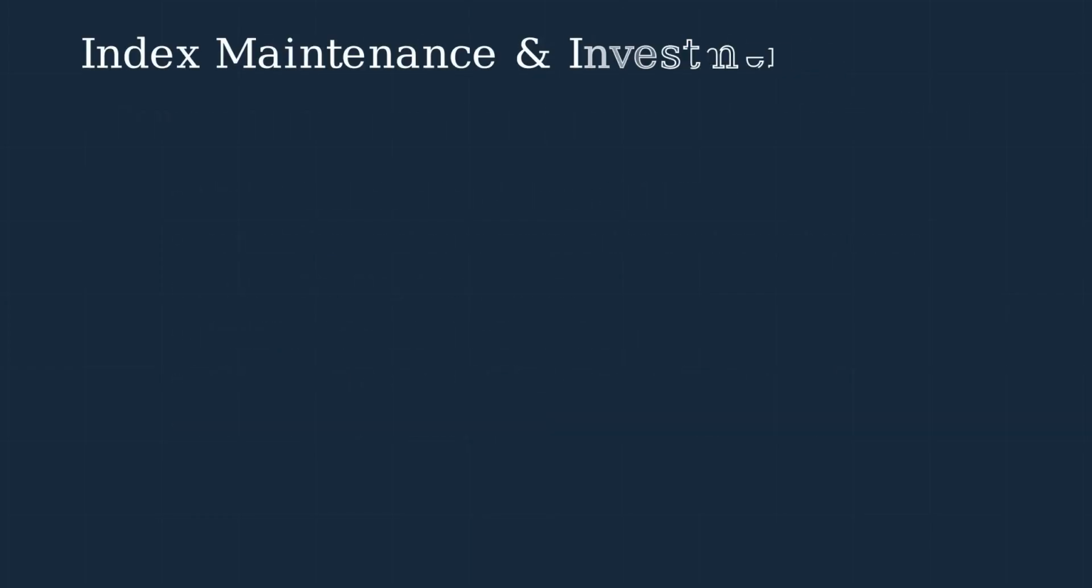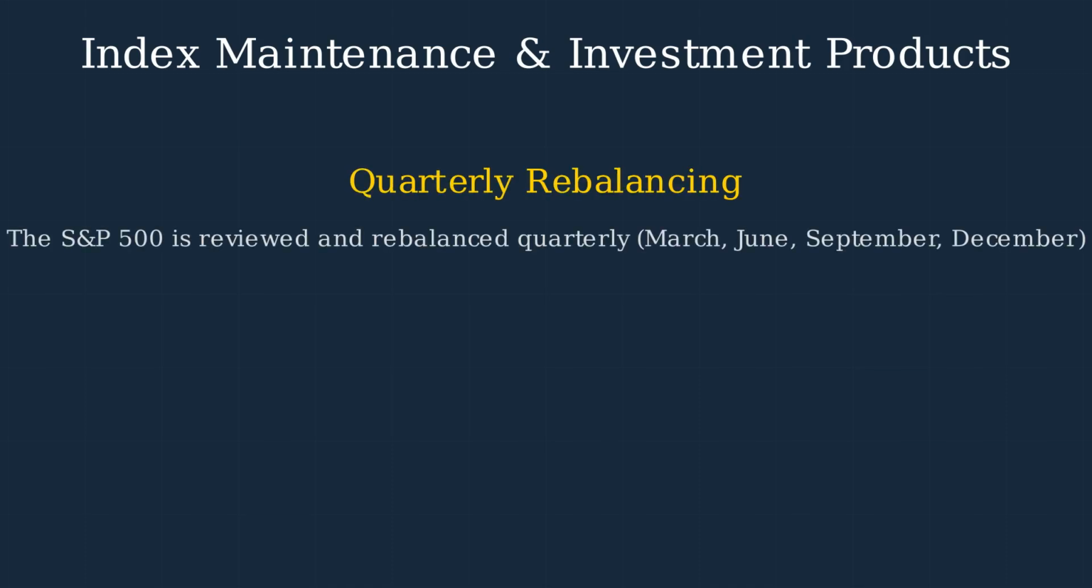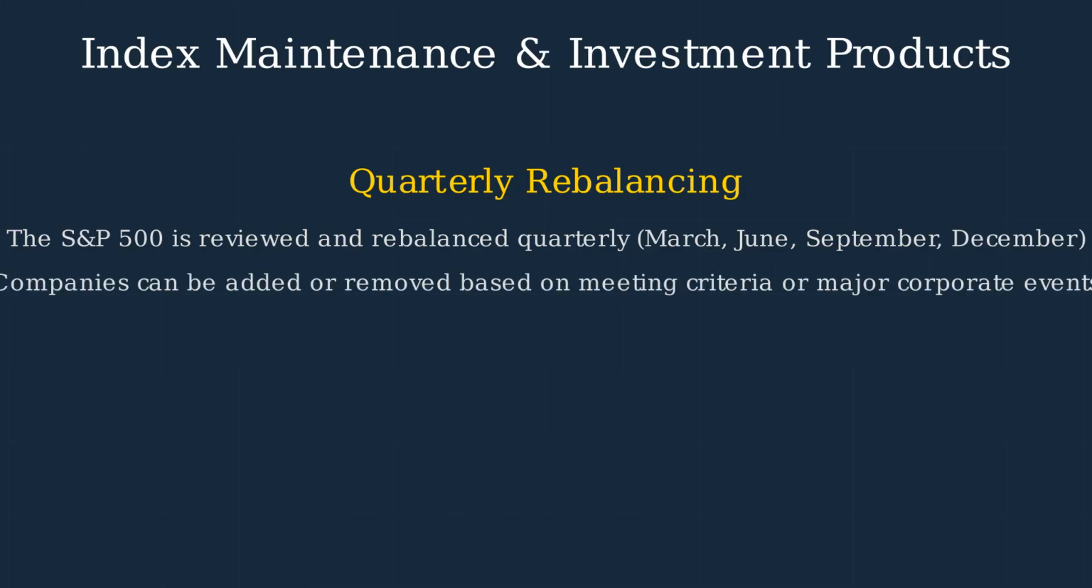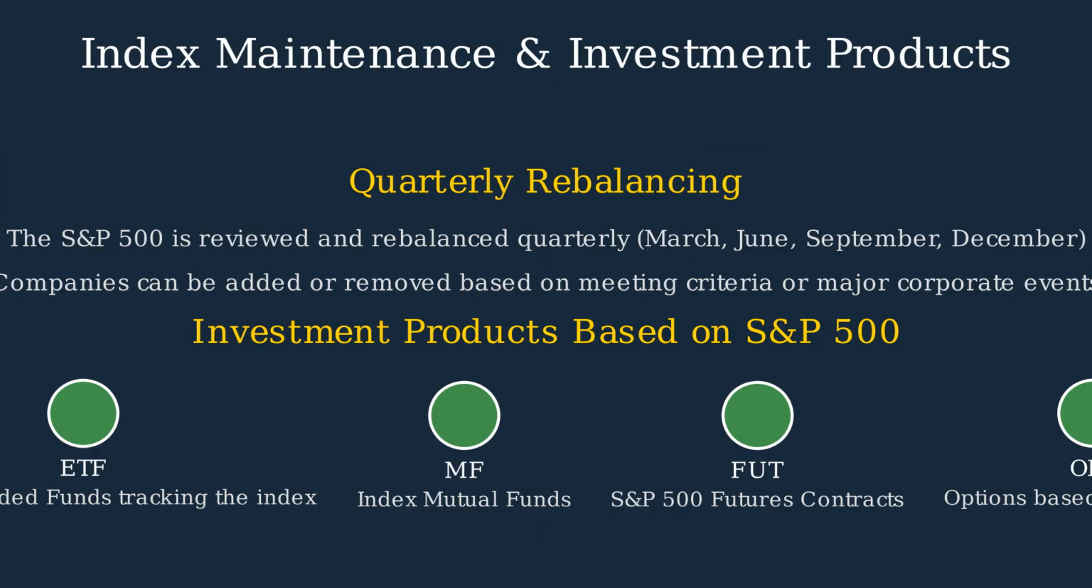The S&P 500 is maintained through a process of quarterly rebalancing in March, June, September, and December. During these reviews, companies can be added or removed based on whether they continue to meet the index criteria or due to major corporate events such as mergers or bankruptcies. The S&P 500 serves as the basis for numerous investment products that allow investors to gain exposure to the broad U.S. market. These include exchange-traded funds, index mutual funds, futures contracts, and options, collectively representing trillions of dollars tracking the index.